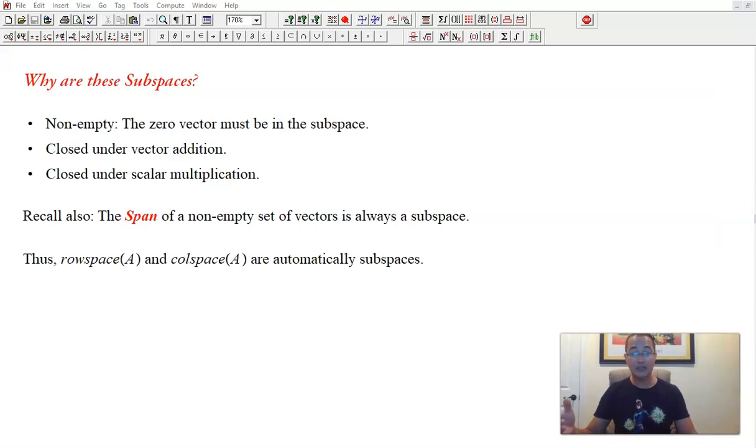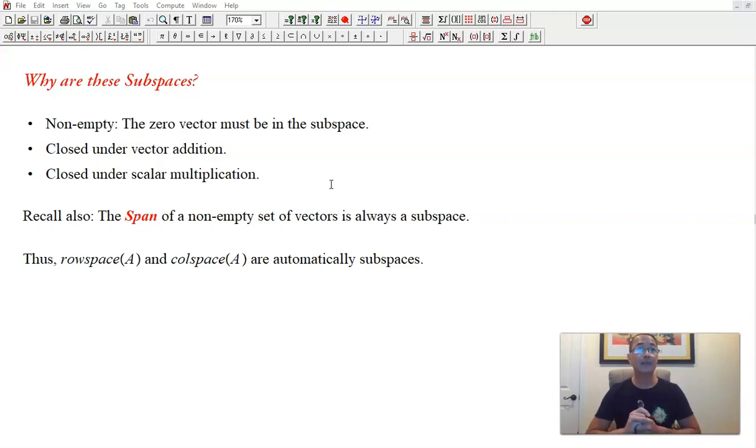Now, how come these 4 fundamental matrix spaces are really subspaces? Well, let's review. There are 3 properties of a subspace. First, it has to be non-empty: the zero vector should always be in a subspace. It has to be closed under vector addition. If two vectors are from the subspace, the sum must also be in the subspace. And it must be closed under scalar multiplication. If you have a vector from the subspace and you multiply it by a scalar, the resulting product should still be in the subspace.